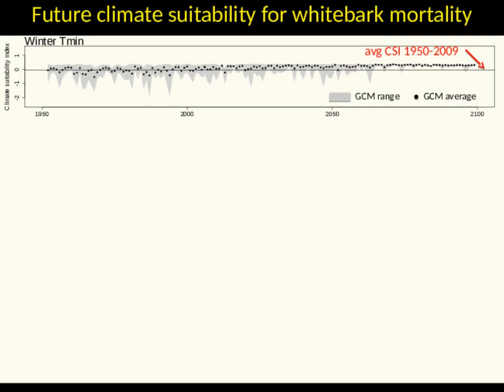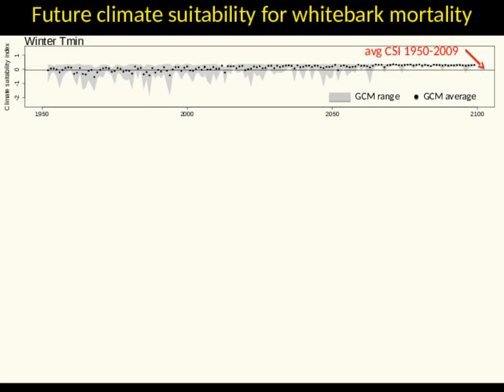Some models have different projections and they yield different answers, but that bounds the range of these 10 that do well for historical climate in the Intermountain West. The dots are the average of those 10 models. And this line is what the average climate suitability index was from 1950 through 2009 for the Crown. This is looking at winter temperature.